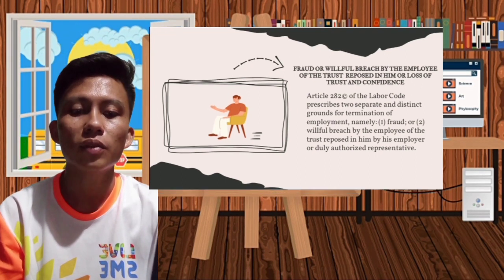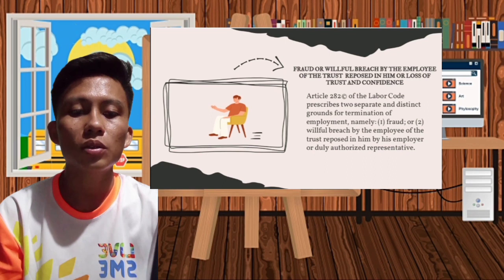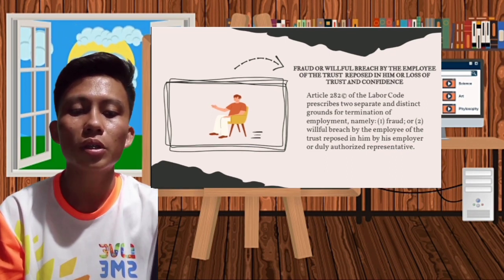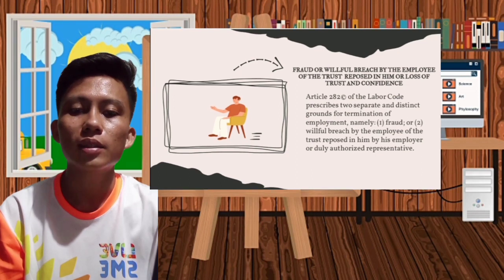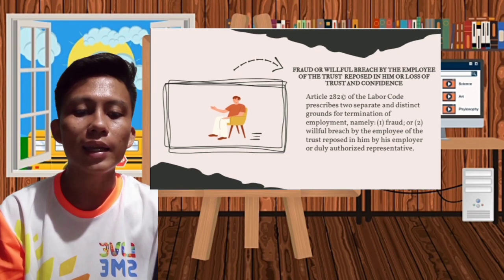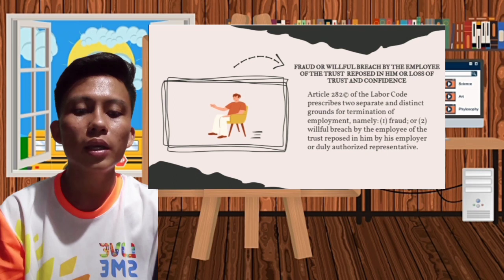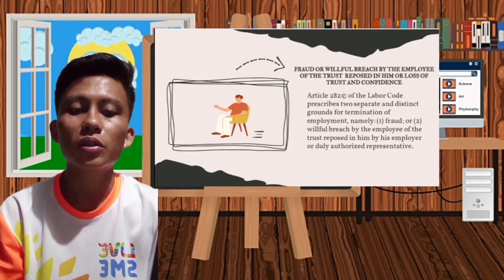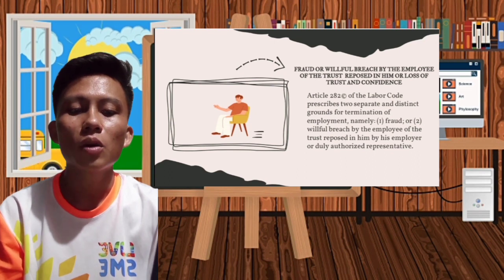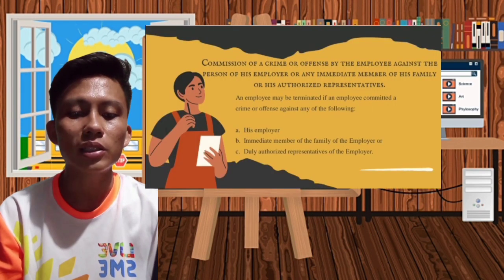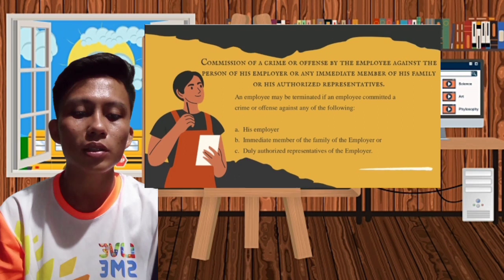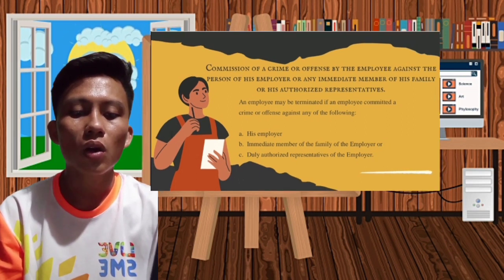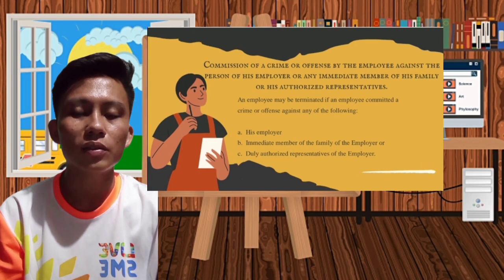Next, fraud or willful breach by the employee of the trust reposed in him, or loss of trust and confidence. Article 22 of the Labor Code prescribes two separate and distinct grounds for termination of employment, namely fraud and willful breach by the employee of the trust reposed in him by his employer or duly authorized representative. Commission of a crime or offense by the employee against the person of his employer or any immediate member of his family or his authorized representatives.